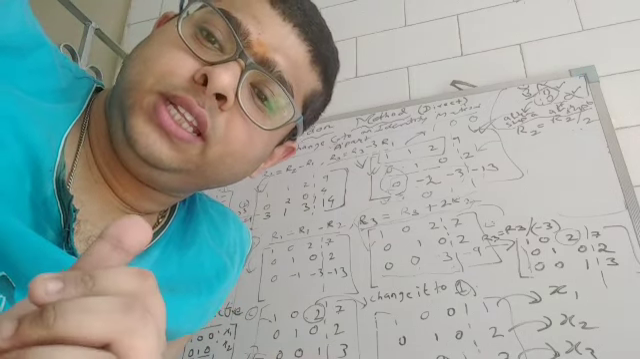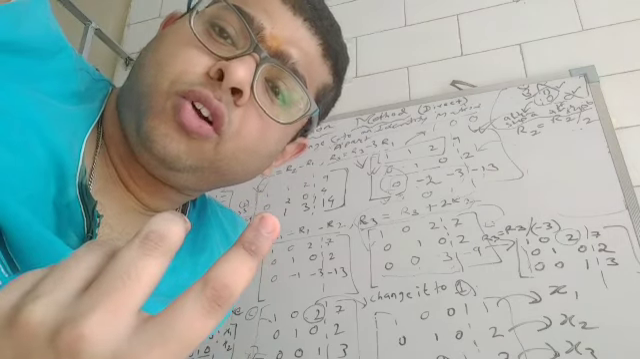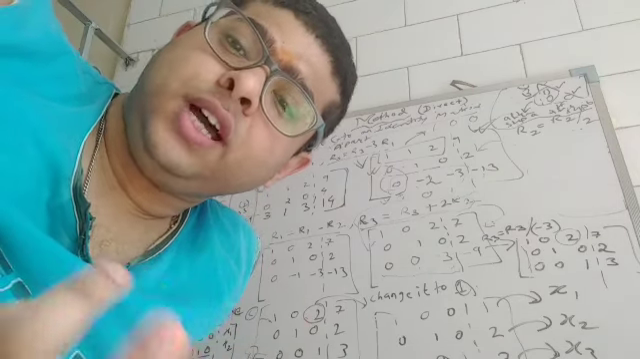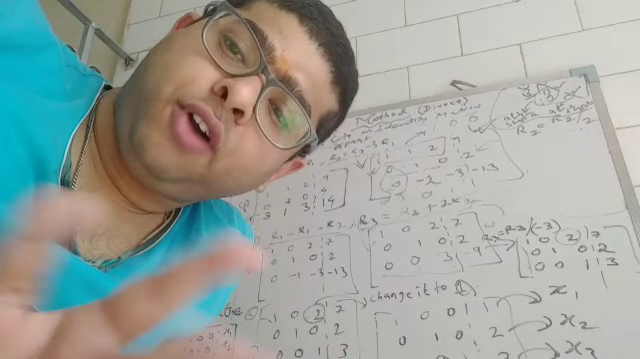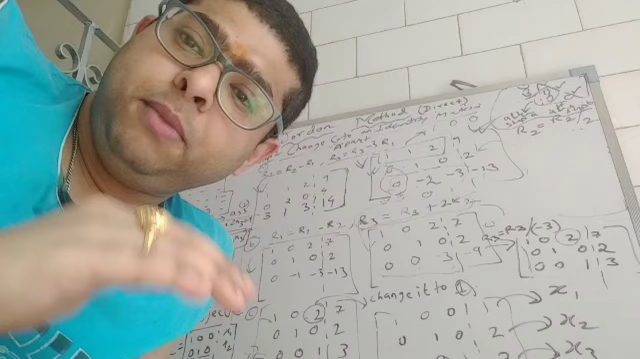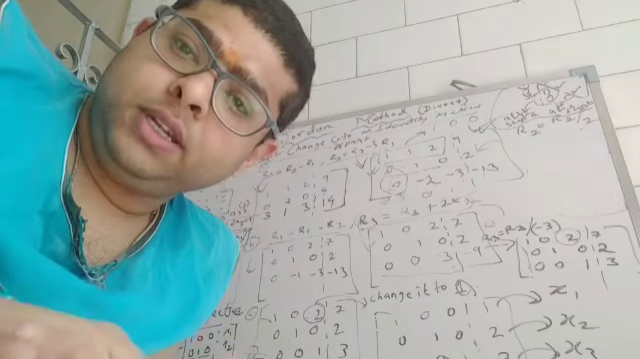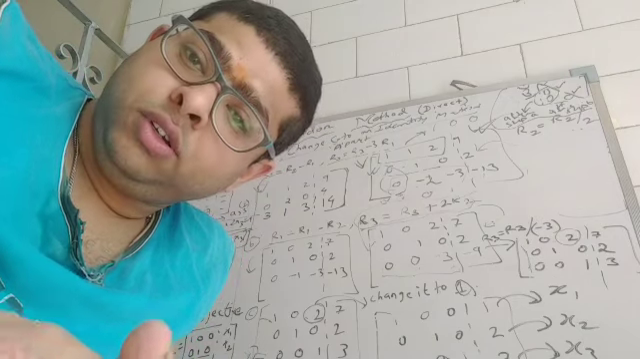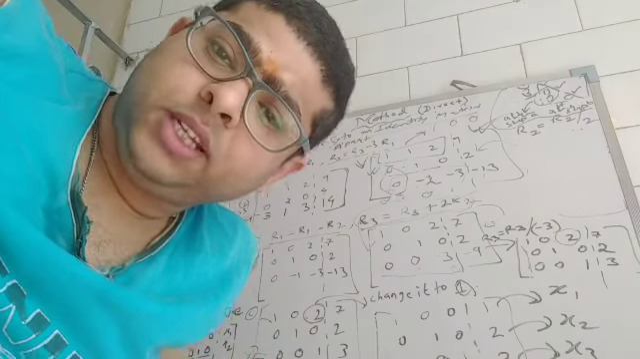In the last class we have seen the Gauss elimination method. Our main objective was to convert the A part of the augmented matrix to an upper triangular form. That means the elements below the diagonal element should be 0. Okay, that was the Gauss elimination method.